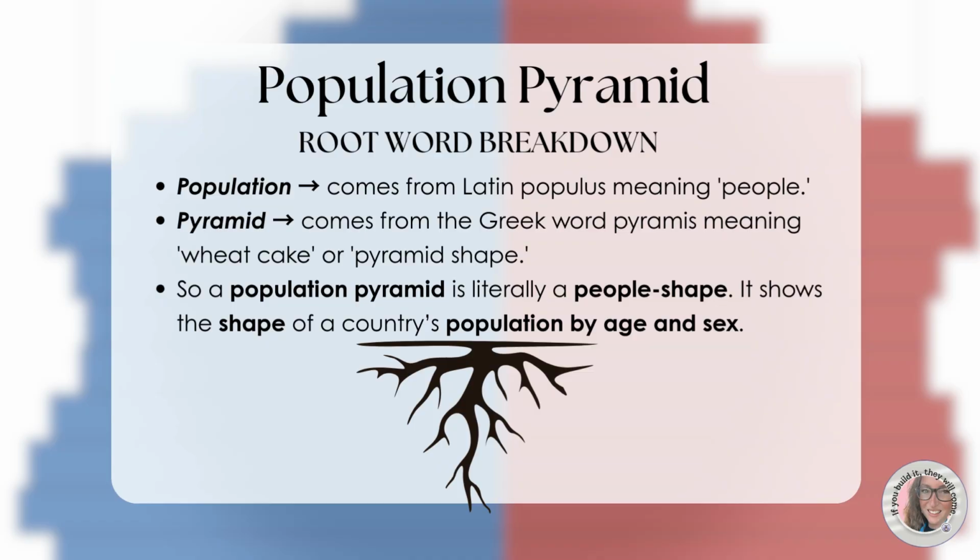Root word breakdown. Population comes from Latin populus, meaning people. Pyramid comes from the Greek word pyramis, meaning wheat cake, or pyramid shape. So a population pyramid is literally a people shape. It shows the shape of a country's population by age and sex.